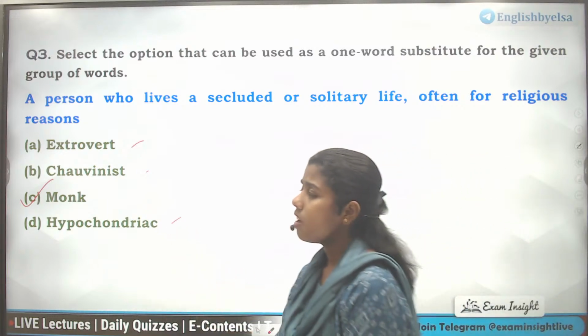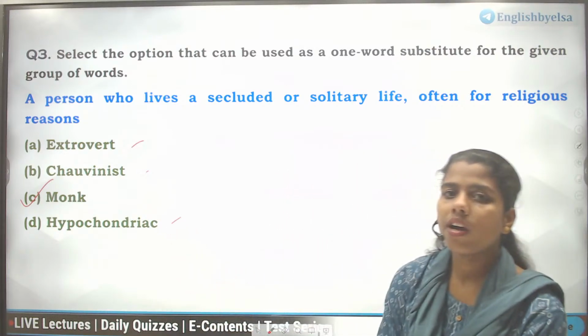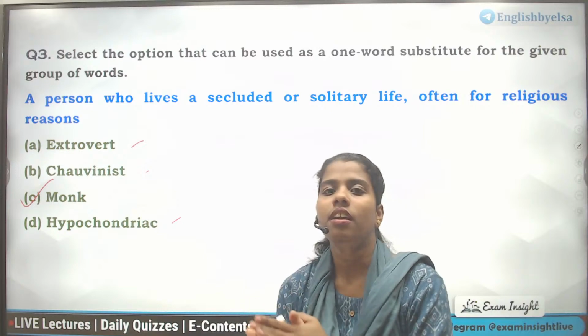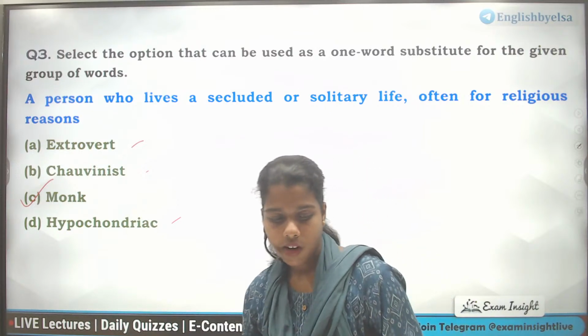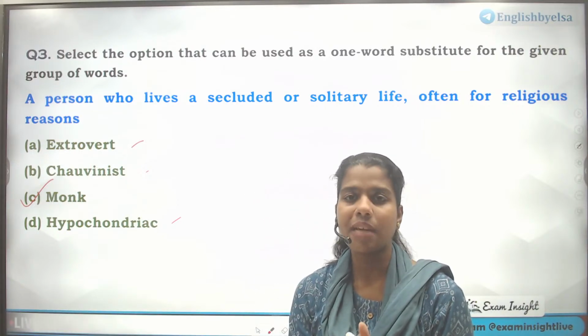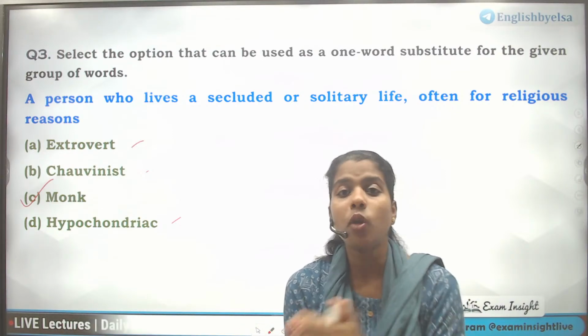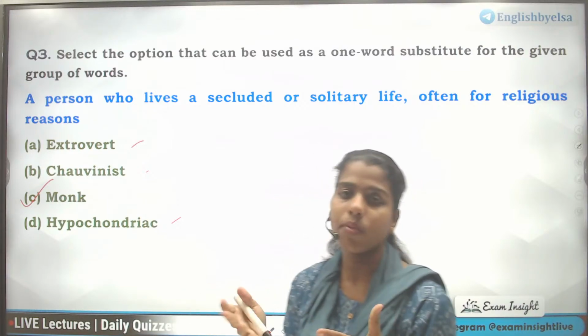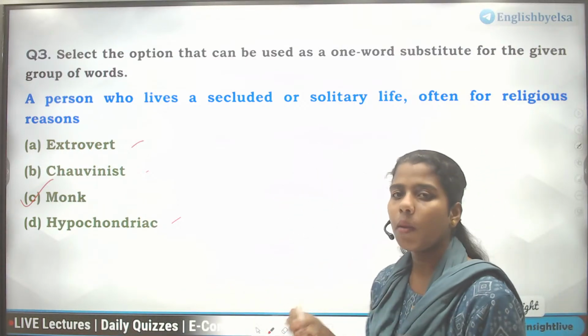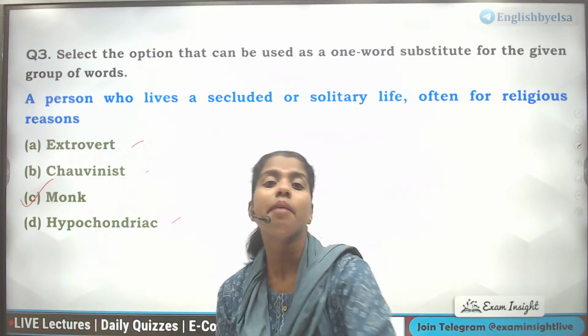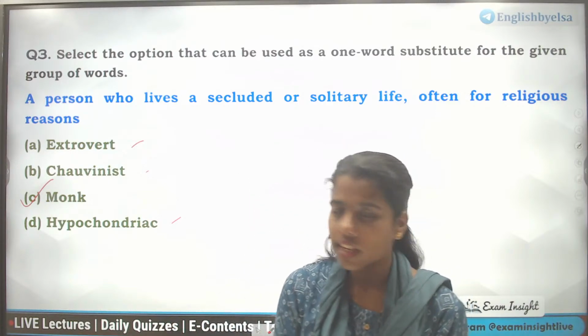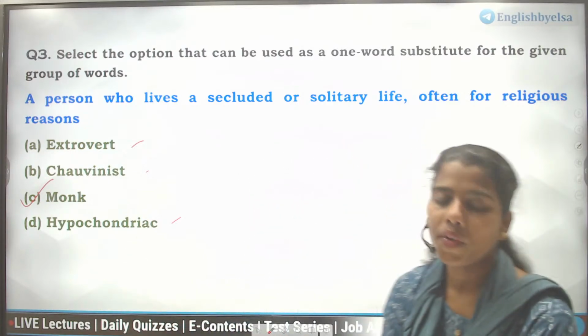Hypochondriac means who is abnormally worried about health, who is abnormal about health. That means he's concerned abnormally about health, very much. All are concerned about health, but some people are abnormally conscious about their health. Those will be called hypochondriac.